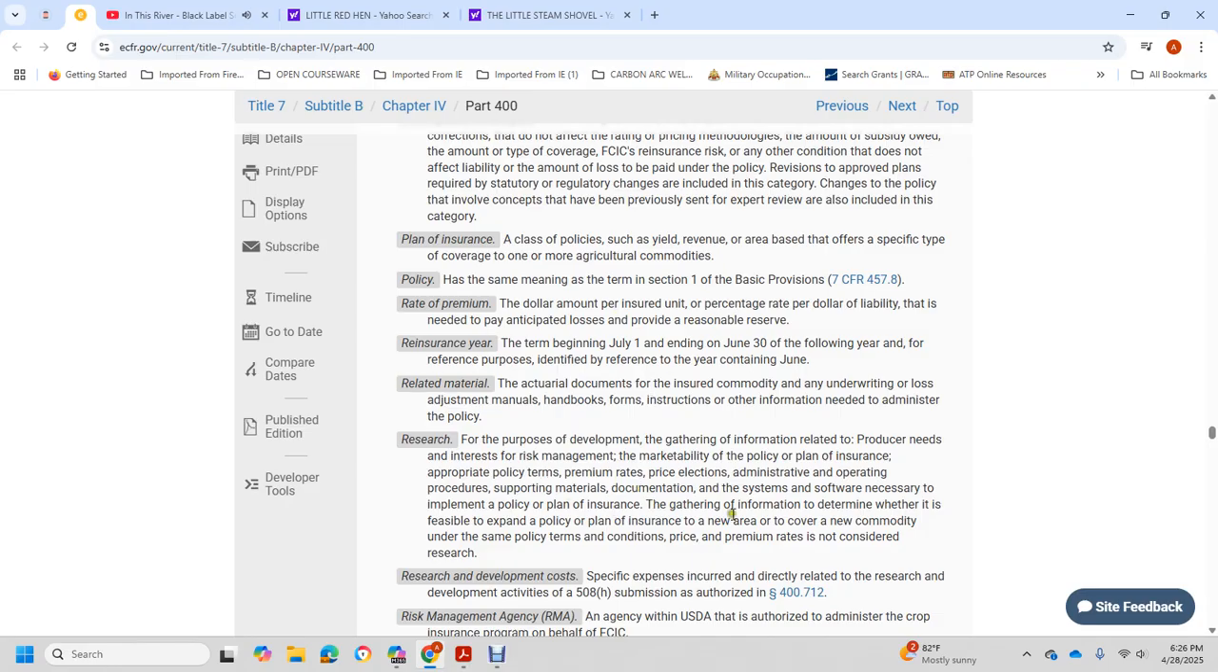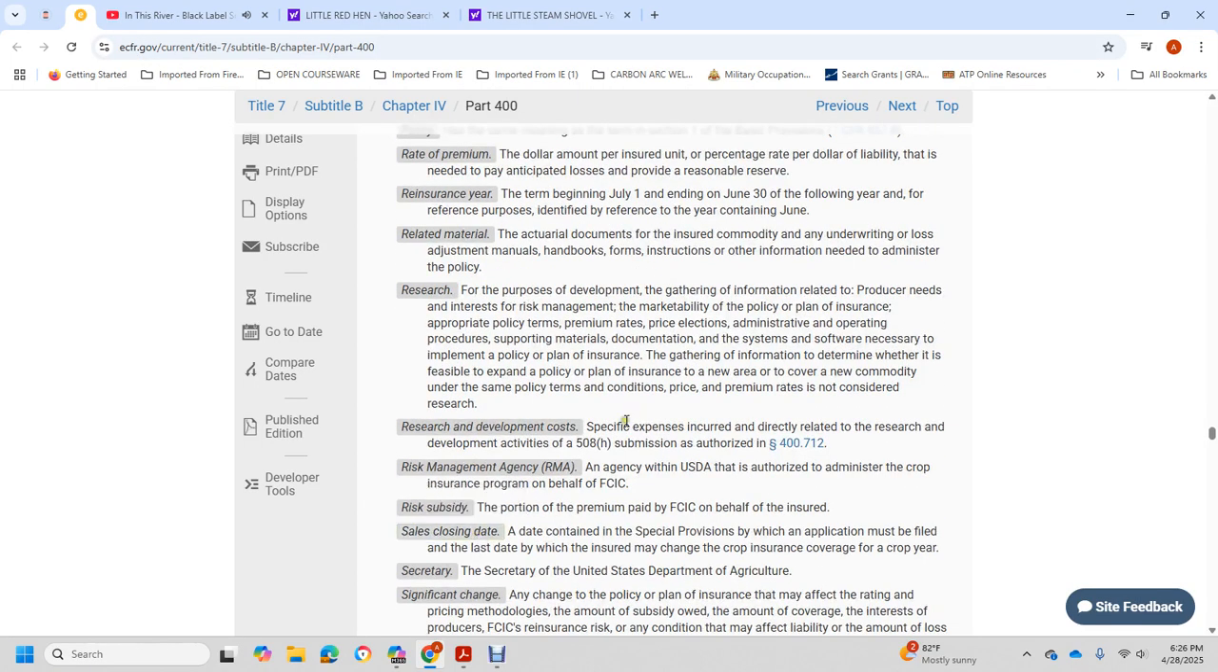The policy terms, conditions, price, and premium rates do not consider the research and development costs, which are specific expenses incurred directly related to the research and development activity of the 508(h) submission. Under 7 CFR 407.12, the Risk Management Agency, USDA, is the authorized administrator of the crop insurance program and reinsurer on behalf of the Federal Crop Insurance Corporation.